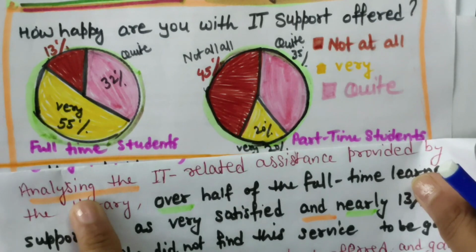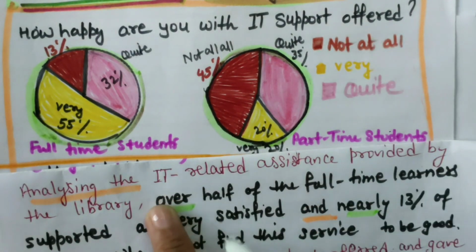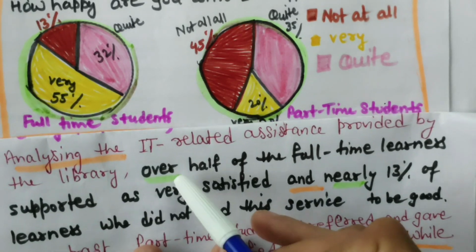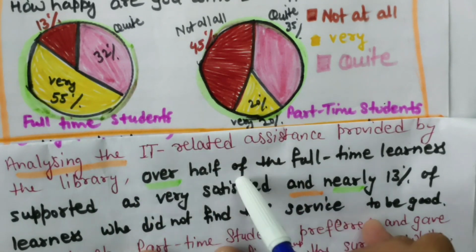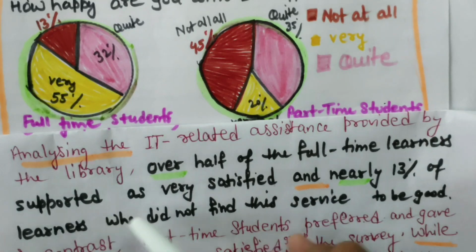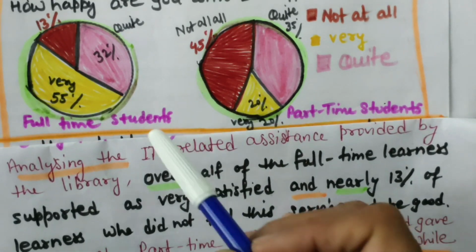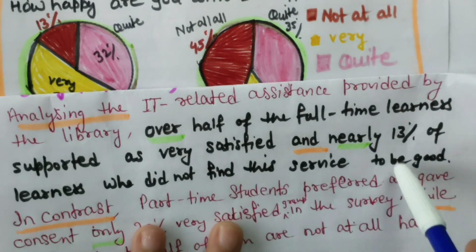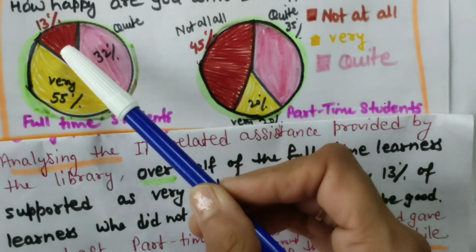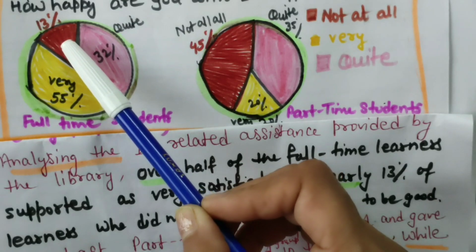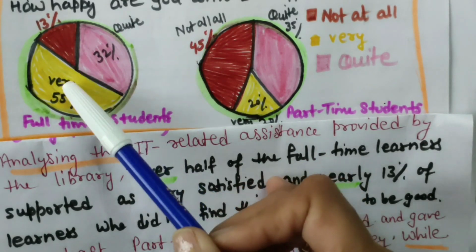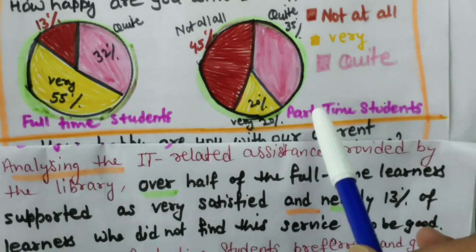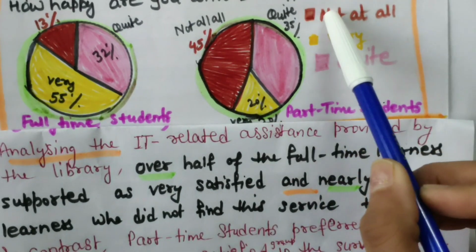See this. Analyzing, first I am doing this: analyzing the IT related assistance provided by the university library. Over 55%, over half of the full-time learners supported it as very satisfied, and nearly 13% of learners did not find this service to be good. It means what I have written, I have talked about this, and this first means highest and lowest. Contradiction is there. And in contrast, now I am talking about part-time students, but regarding IT support only.